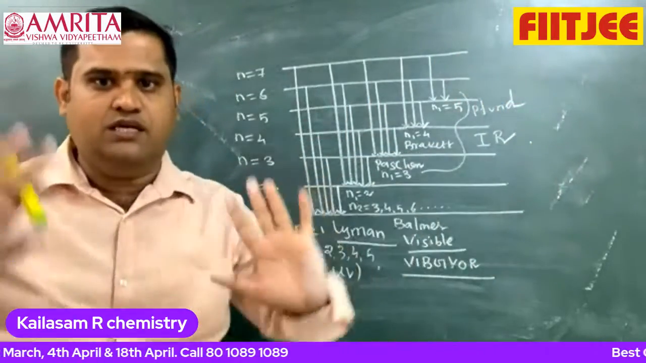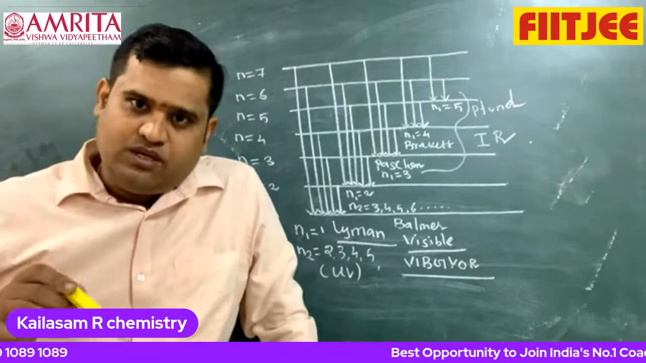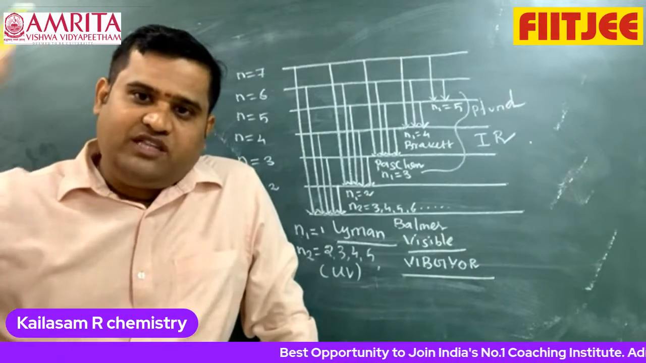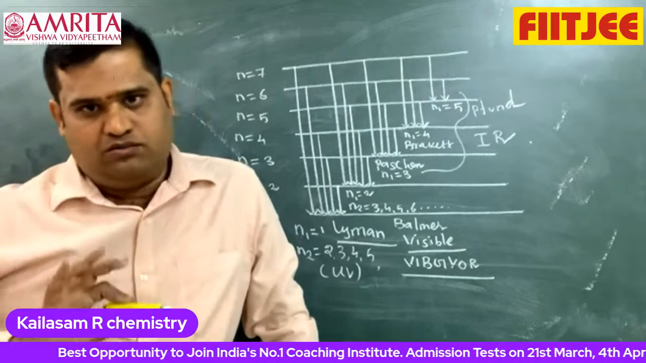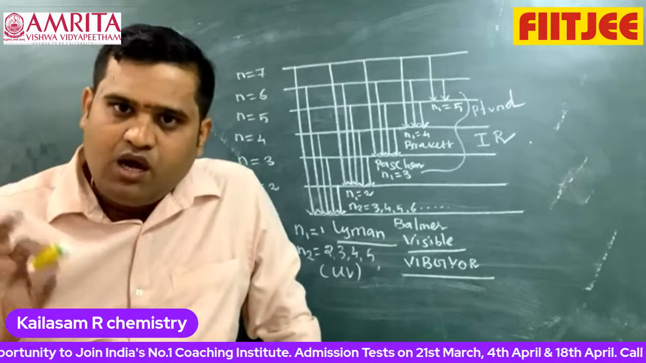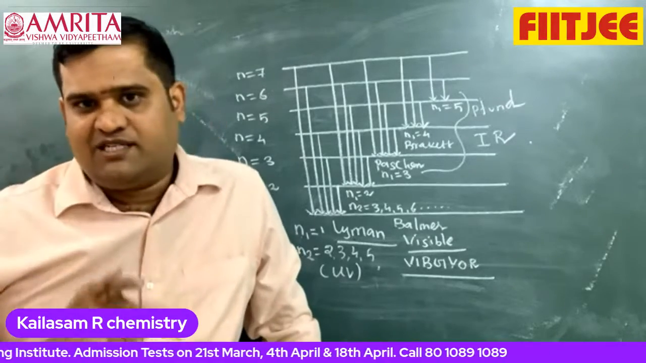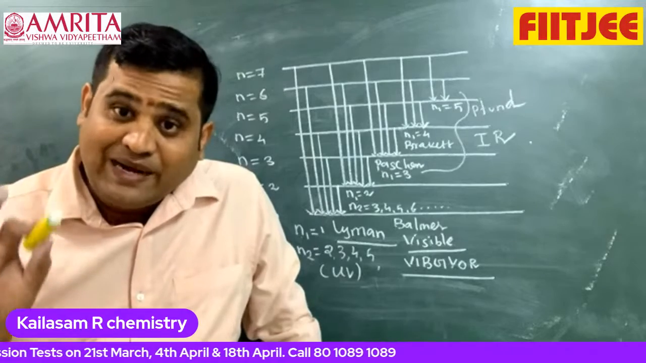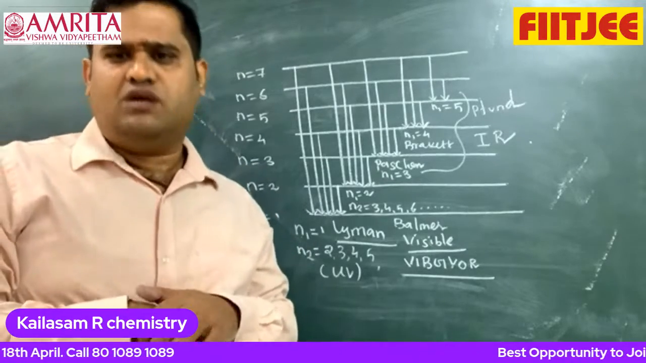Fine, we have learned. Now, what will we do next? How will they ask in the exam? Suppose the electron is in the fourth excited state, how many spectral lines are observed? For the hydrogen spectrum, the electron which is present in the fourth excited state, find out how many spectral lines are observed. What is the meaning of that?